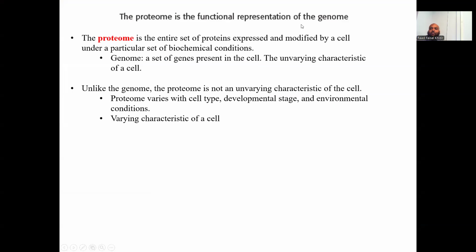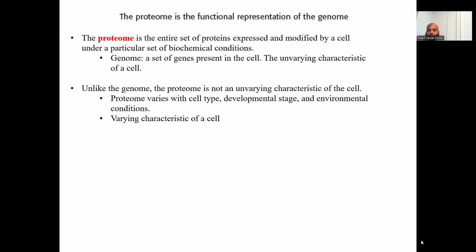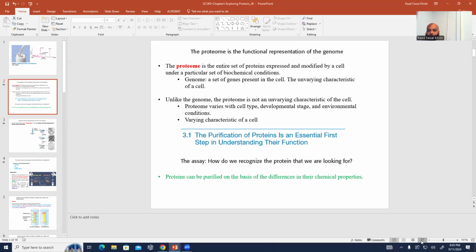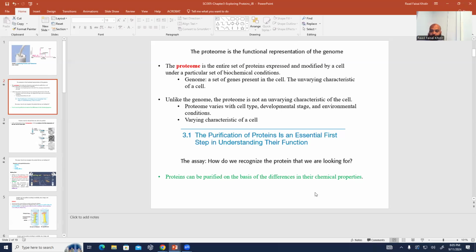The proteome is the functional representation of the genome. So the proteome is the entire set of proteins expressed and modified by a cell under a particular set of biochemical conditions. Unlike the genome, the proteome is not an invariable characteristic of the cell. Proteome varies with the cell type, developmental age, and the environmental conditions. It's a varying characteristic of the cell.